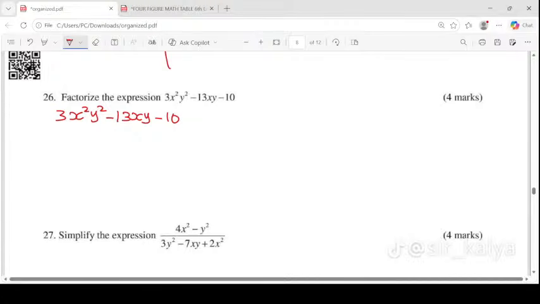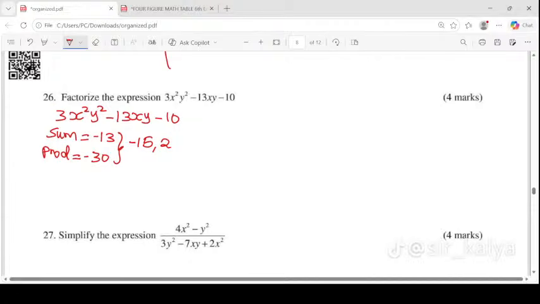So let us say I'm going to look for two numbers such that the sum should give me the middle value, which is negative 13. The product is the AC, 3 times negative 10, to give you negative 30. The two numbers are negative 15 and positive 2.